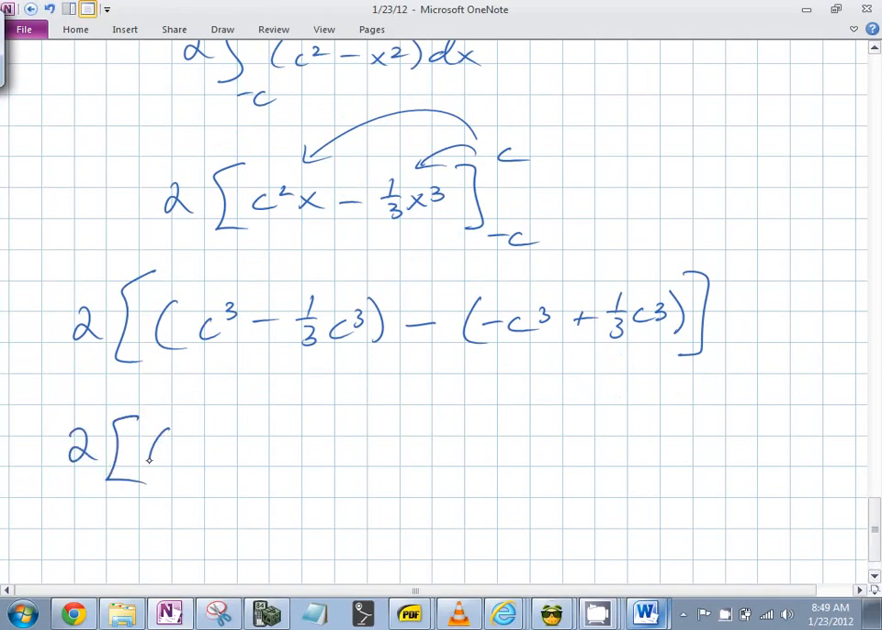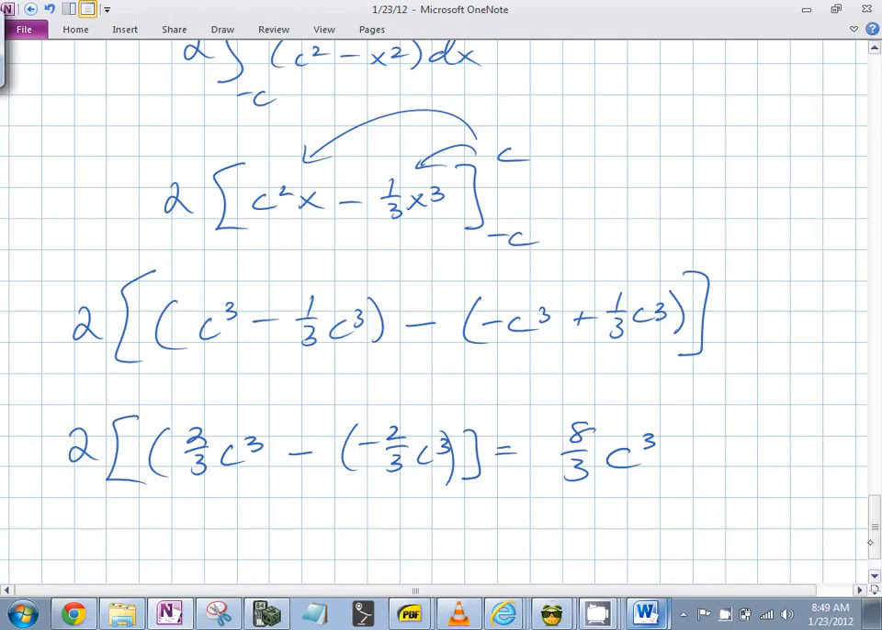You end up with not 4/3. How many c cubeds are there? 2/3 c cubed, right? And then you're subtracting, what are you subtracting? Negative 2/3 c cubed. Is that correct? So you end up with 8/3 c cubed. Does that look correct? It helps. There's 10 of you, there's 1 of me. That's correct.